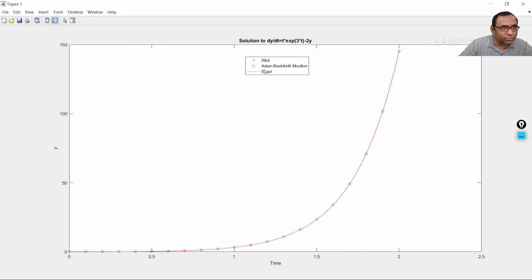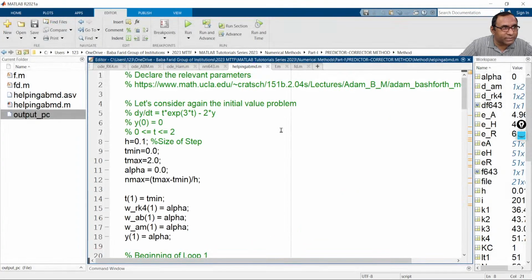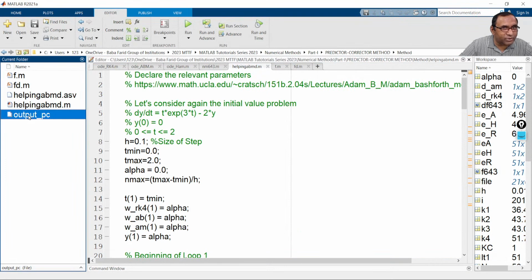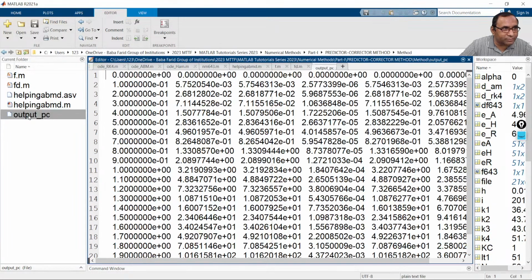Okay, so by using the exact solution, Adams-Bashforth-Moulton and Runge-Kutta fourth order, all the graphs coincide, and you can find the graph by using these three methods. Along with that, in the output, this is the output file. When you double click on it, these are the numerical solutions.